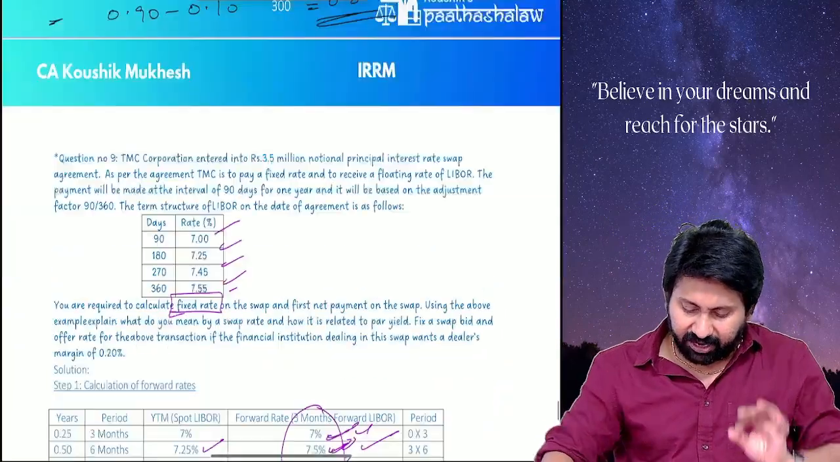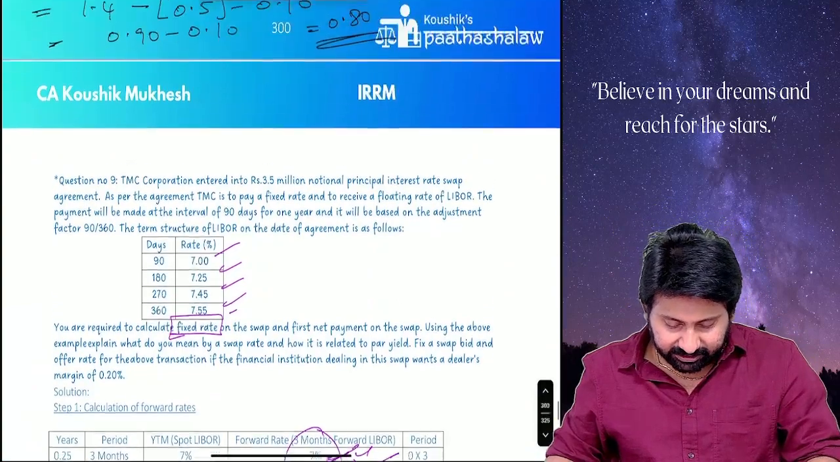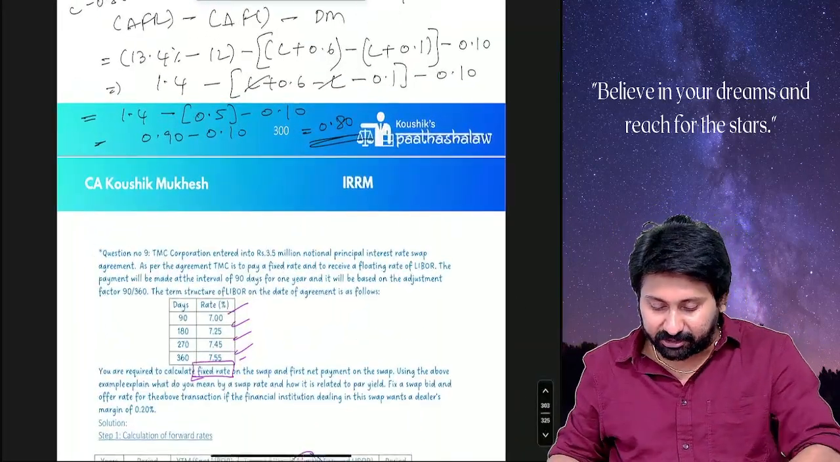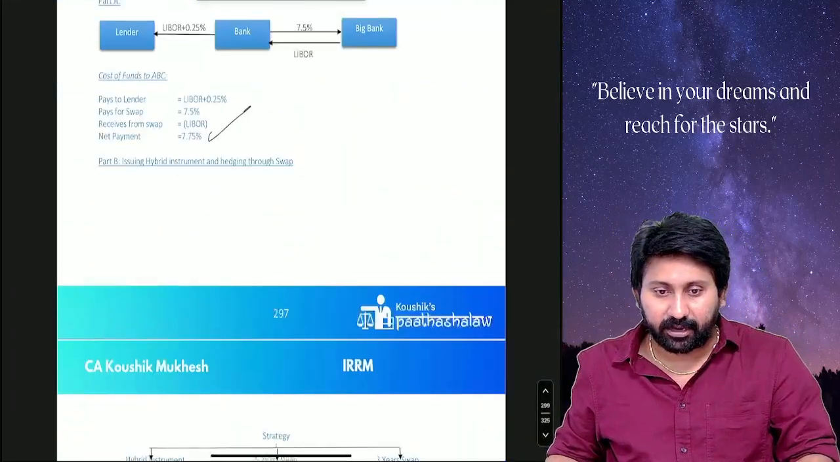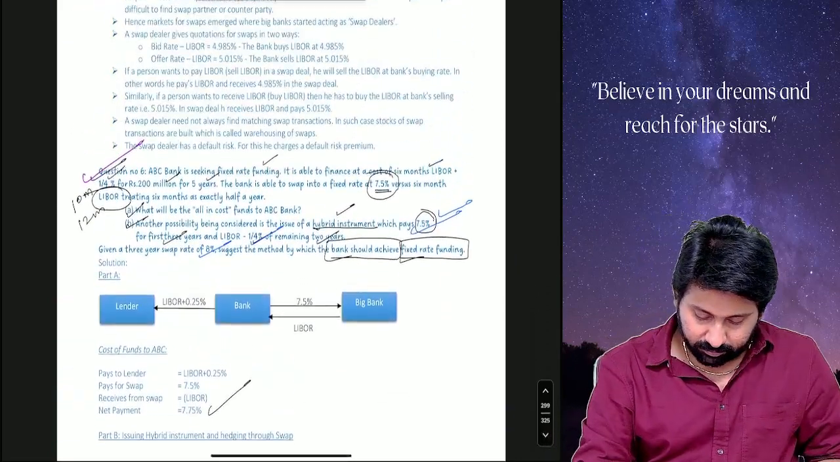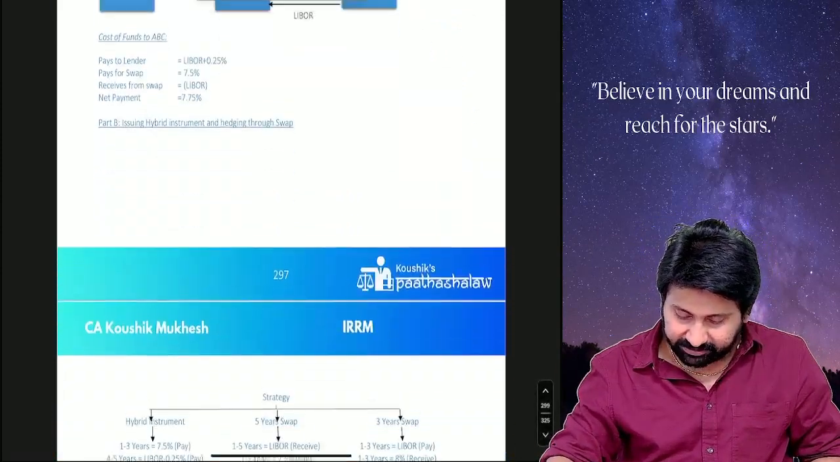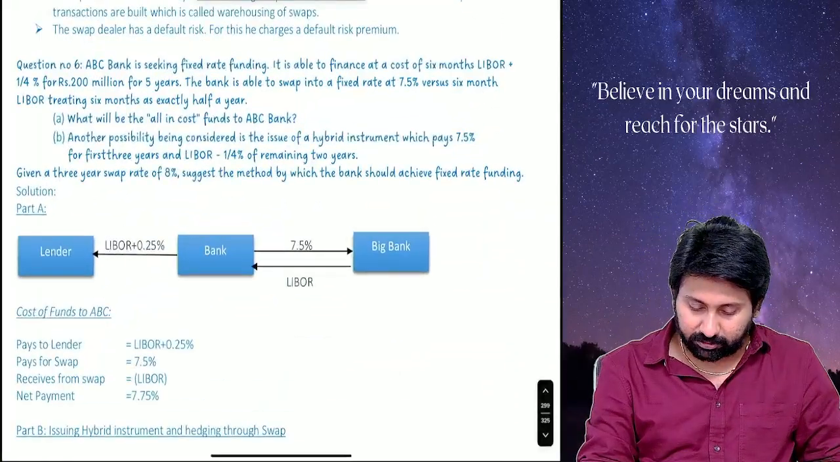Next, very most important is sixth question. Please take it. Hybrid instruments concept. Take question number 6. Open the notes.